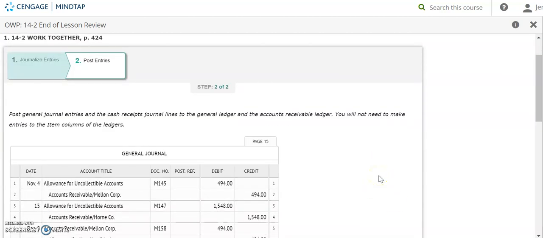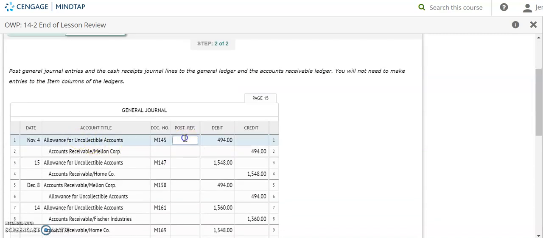Okay, step number 2 says that we're going to post our general journal entries and the cash receipts journal lines to the general ledger and the accounts receivable ledger. You will not need to make the entries to the item columns of the ledger. To me, I think that's a little disappointing that they don't have us write that in there. I'll talk about that when we get to those parts.